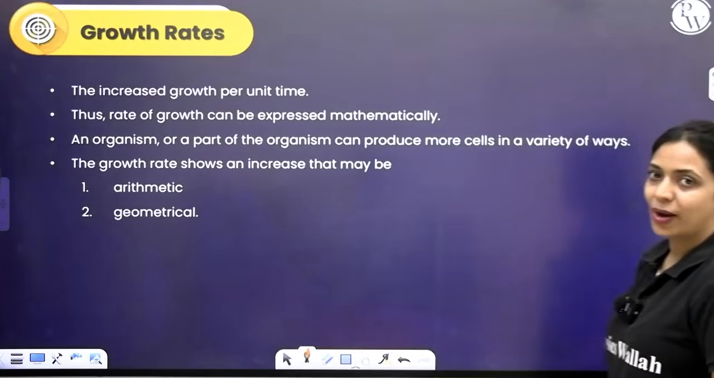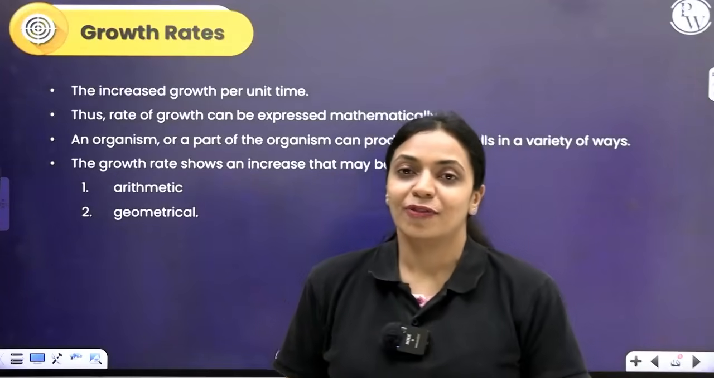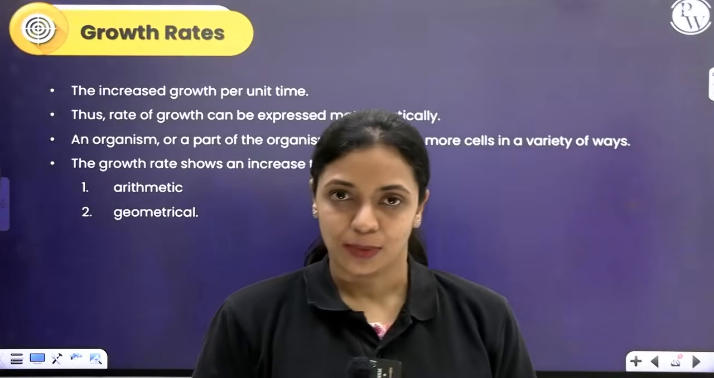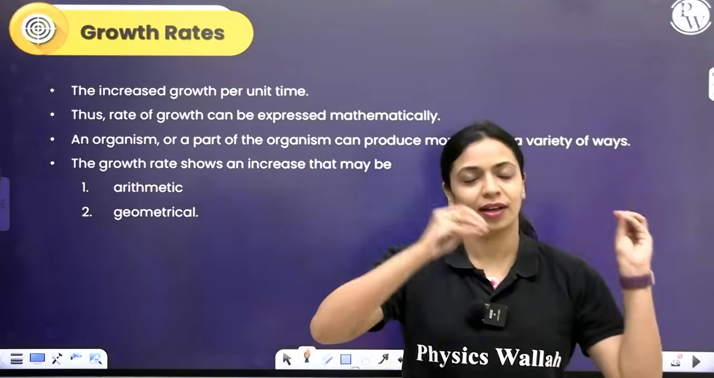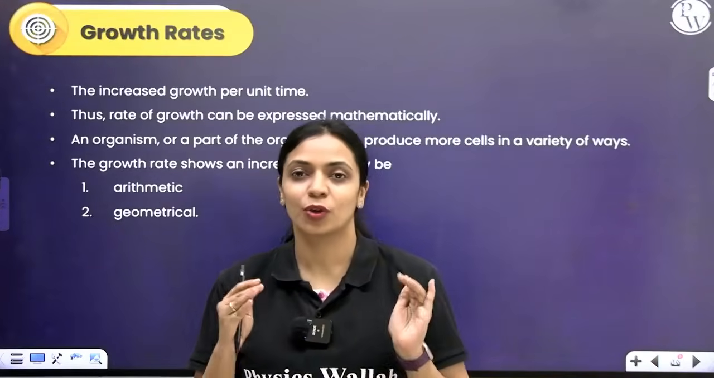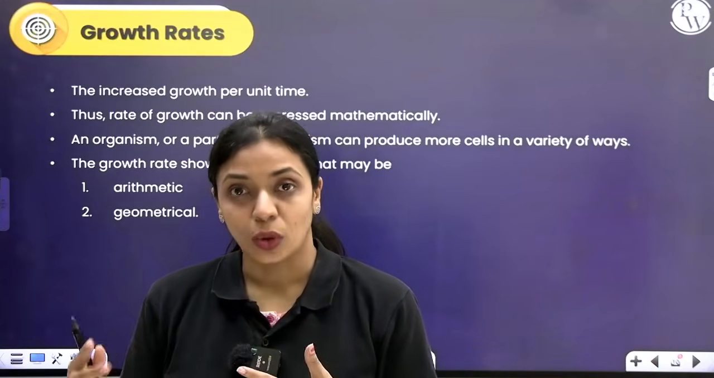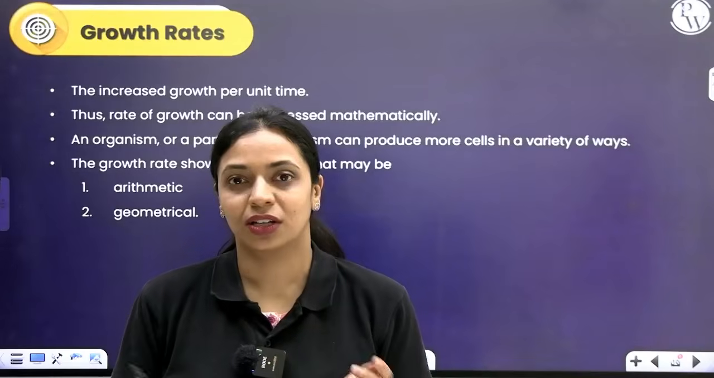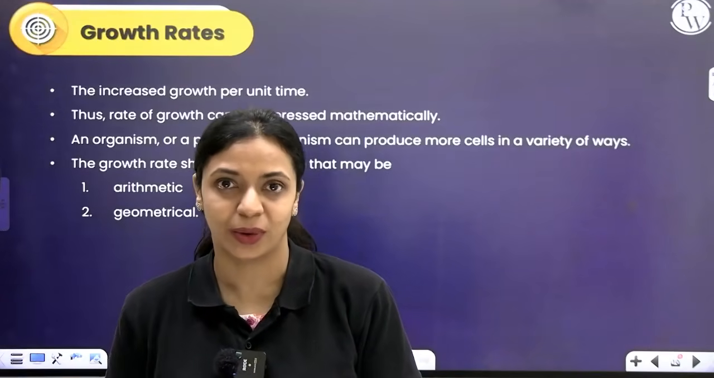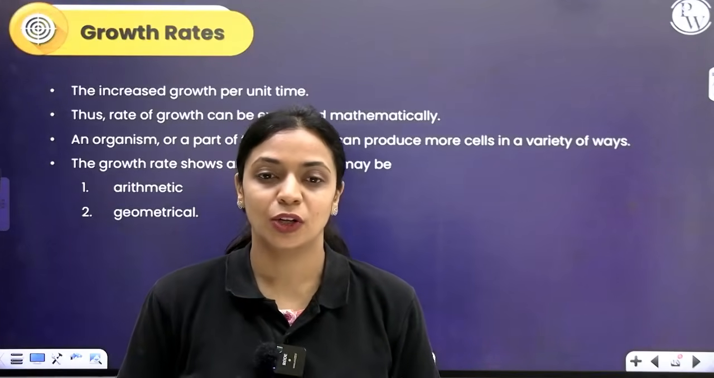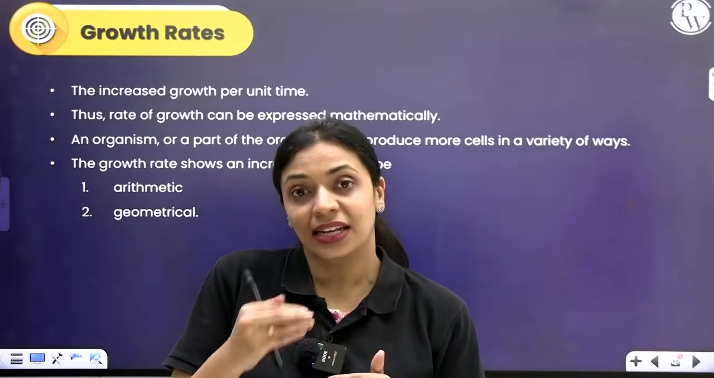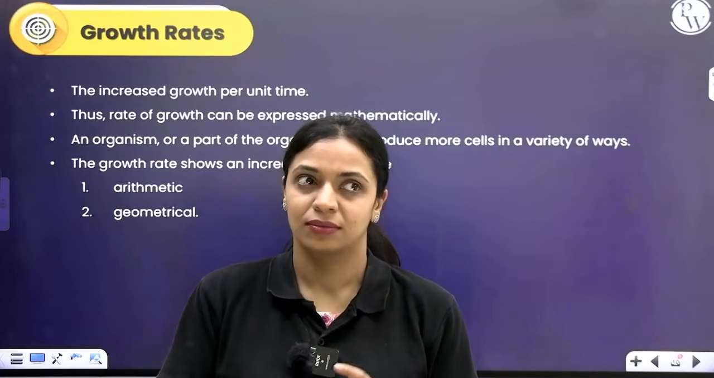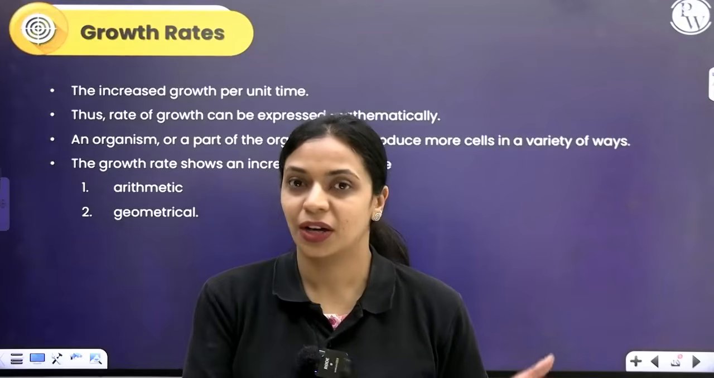Now, let's talk about growth rates. If you measure growth with respect to time, you will get growth rate. Whenever you're talking about rate, time will 100% come there. If you're measuring growth in terms of how quickly it is growing with respect to time, then you call it growth rate. Okay, so growth rate is increase in growth, or growth happening, per unit time.